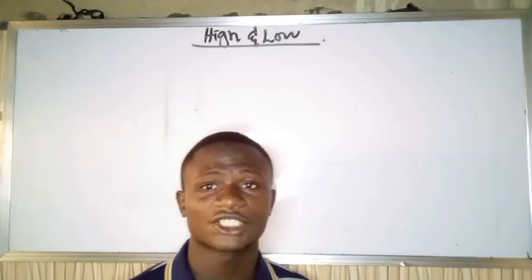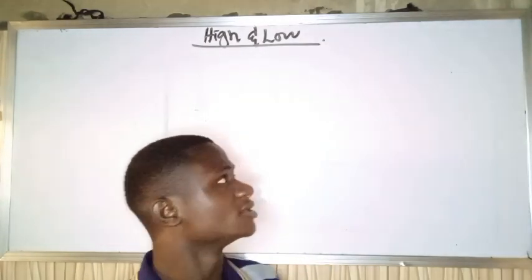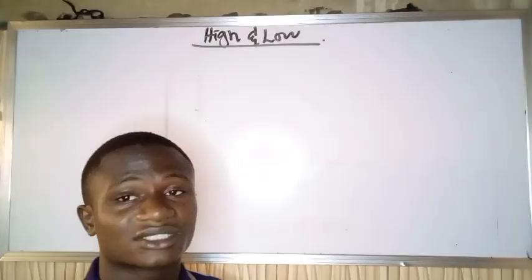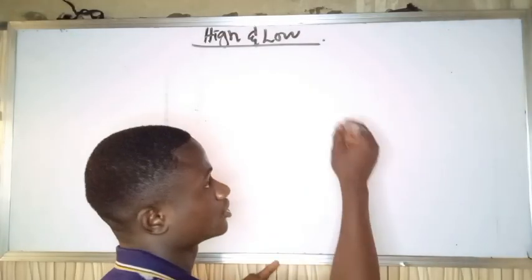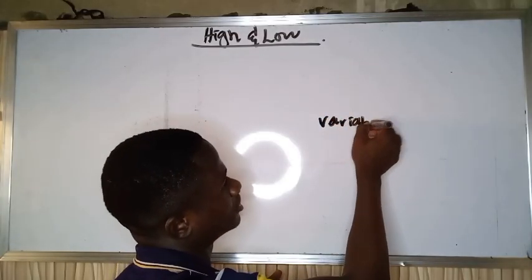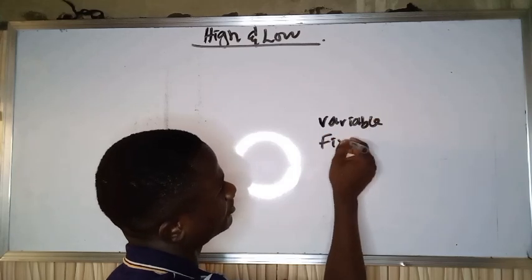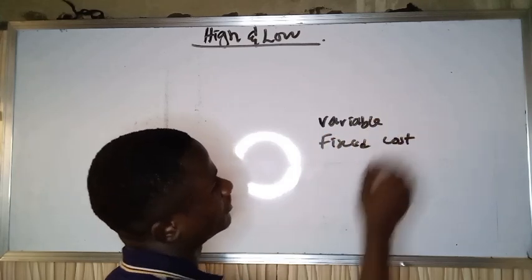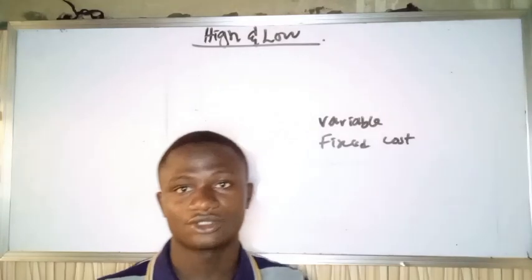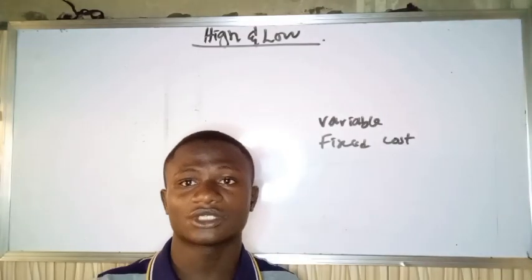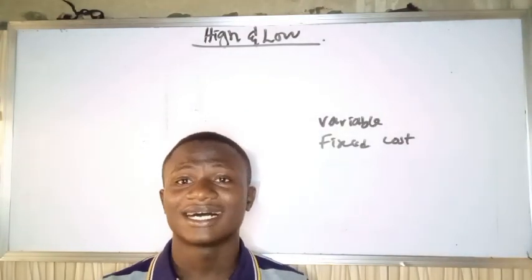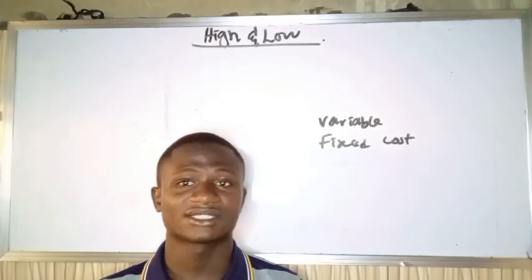But what I want you guys to know in this class is that we have different types of costs, right? We have the variable cost, we have the fixed cost. Majorly these two. Now, what are variable costs? I believe you all know that variable costs are costs that change with the level of activity.